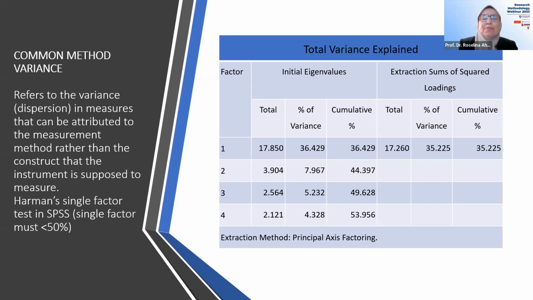So how dispersed are the items? The rule here is that you use the Harman single factor test in SPSS, and the single factor must explain less than 50% of the variance. If you look here, it is less than 50%: factor 1 is about 17.8%, or the variance is about 36.5%, and it goes on with factor 2, factor 3, factor 4.